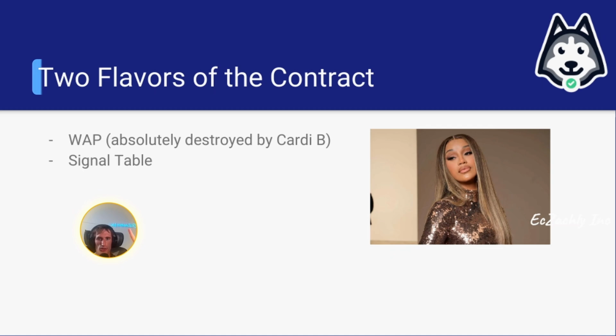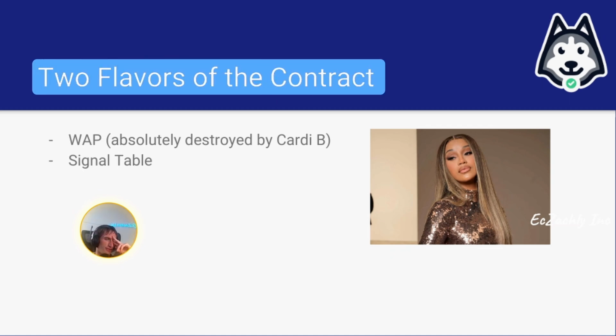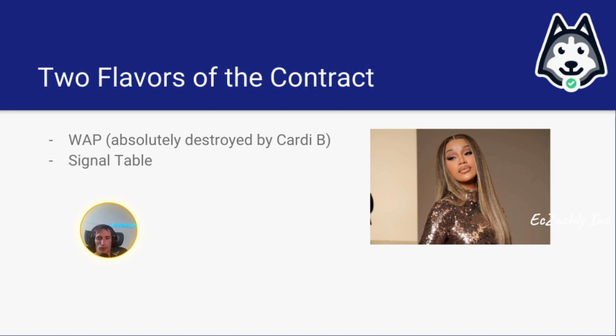Essentially, we have two flavors of the contract. You have the WAP pattern, which preceded Cardi B. Cardi B ruined the name, and obviously I had to put Cardi B in the slides as an ode to her. I don't think she even realizes how much of a data engineering rock star she is, by co-opting that and taking WAP away from us. But it is what it is, and we're going to be talking a lot more about the WAP pattern.